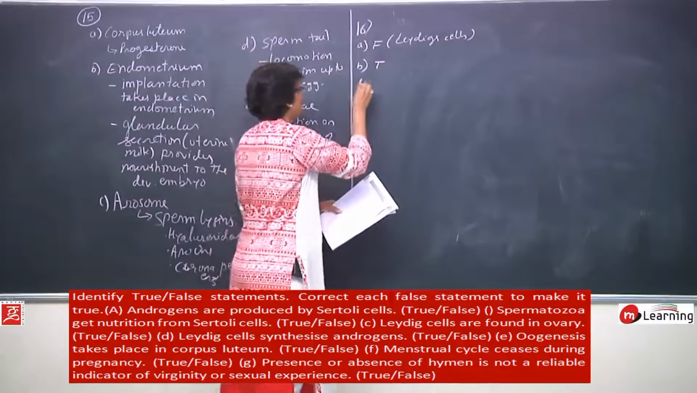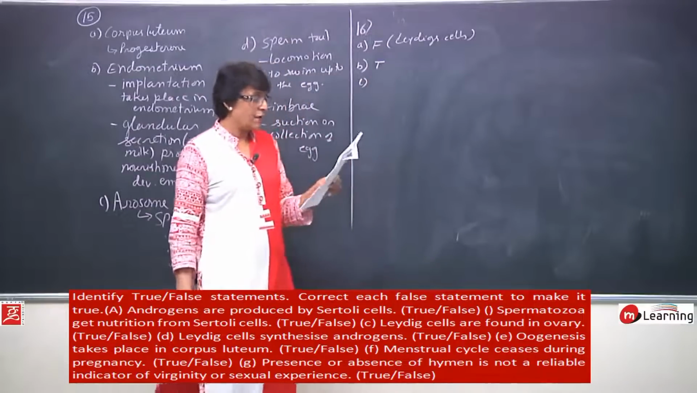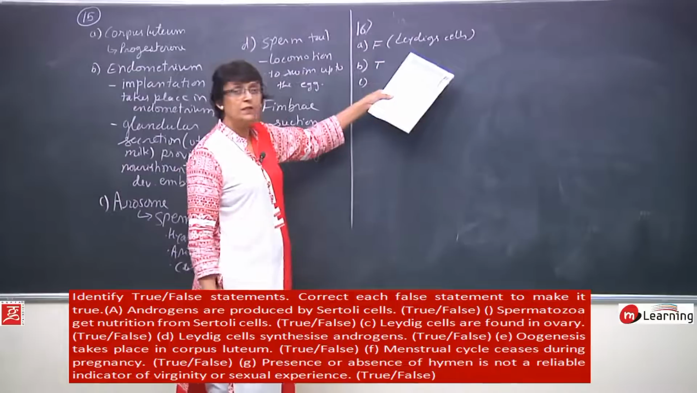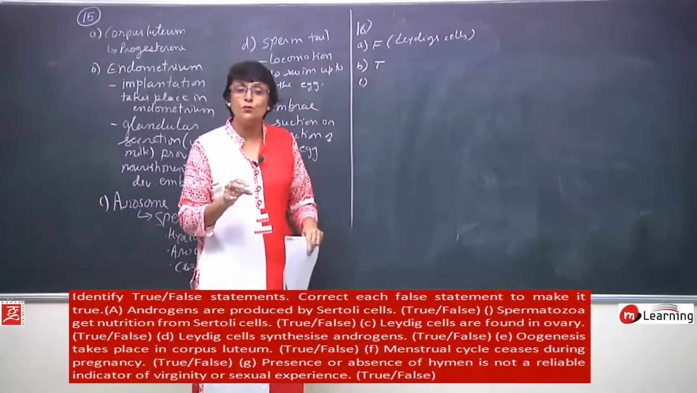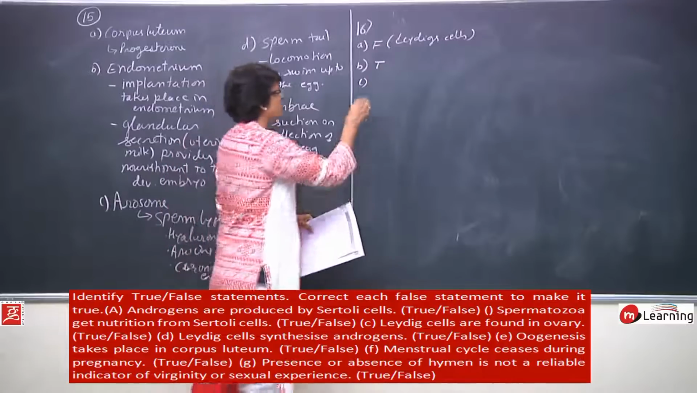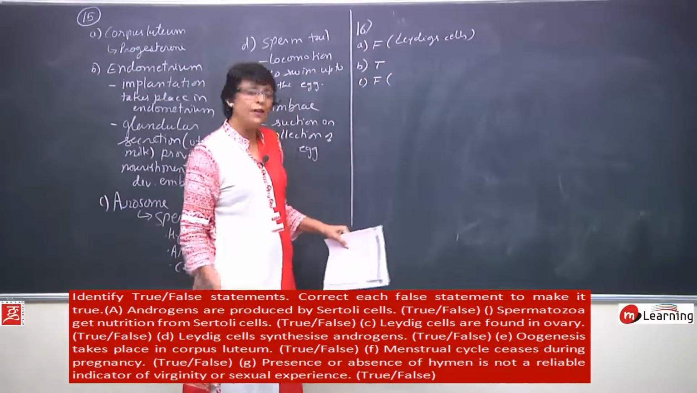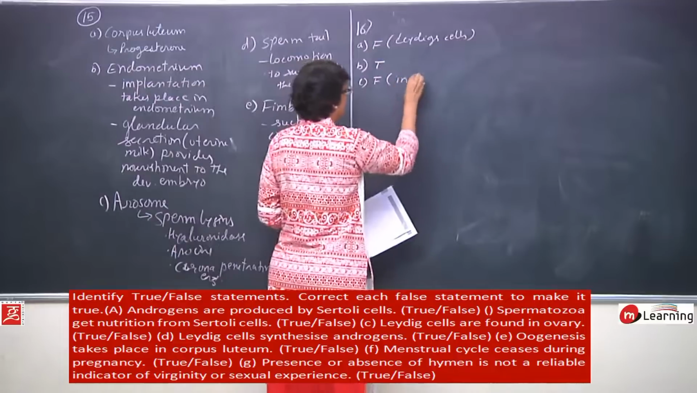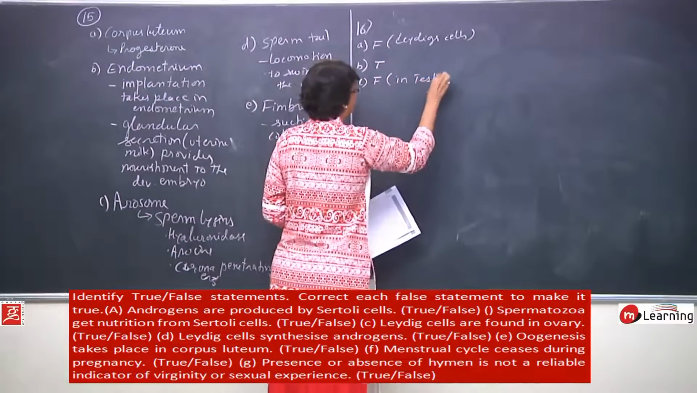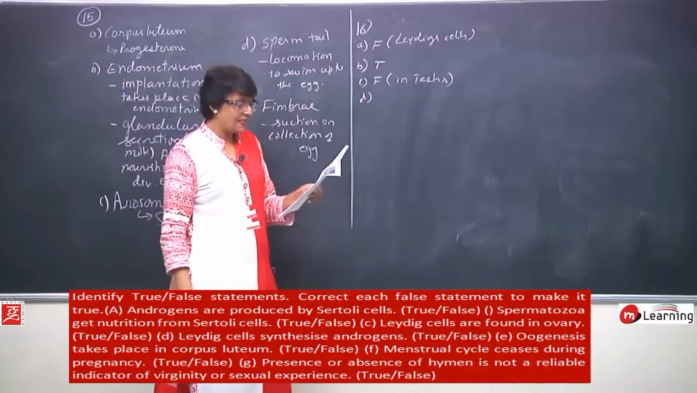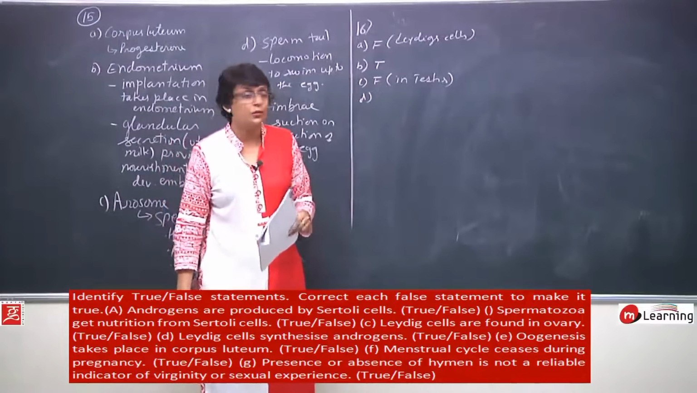C. Leydig cells are found in ovary. Leydig cells are between the seminiferous tubules, the interstitial cells. So it is a false statement. To correct it, Leydig cells are found in testes. D. Leydig cells synthesize androgen.